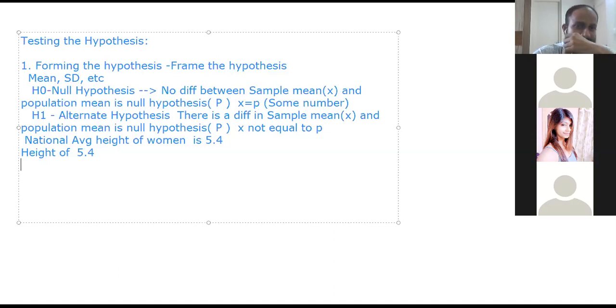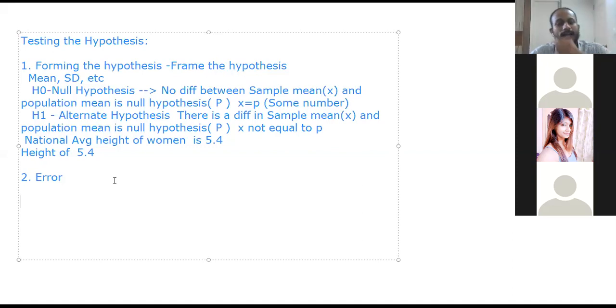The opposite is the alternate hypothesis. That means that there is a difference. That means sample mean is not equal to population mean. No difference means sample mean is equal to population mean, right? So you have to keep that in mind. And the second thing in the process of hypothesis formulation is the error. What type of error do you need to fix? Guys, are you clear with null and alternate hypothesis so that I can go to the next one?